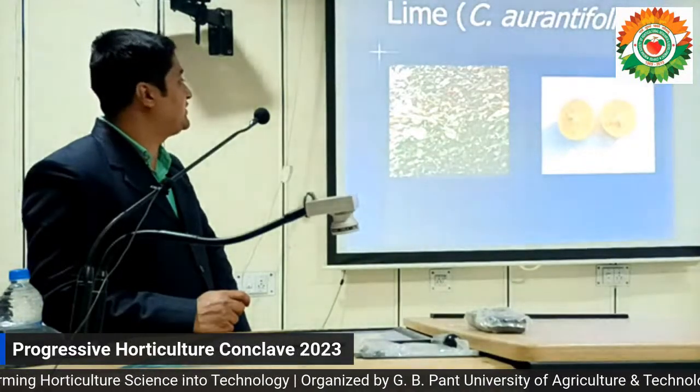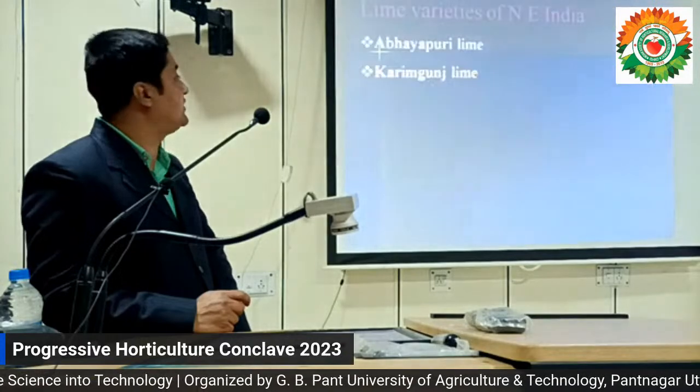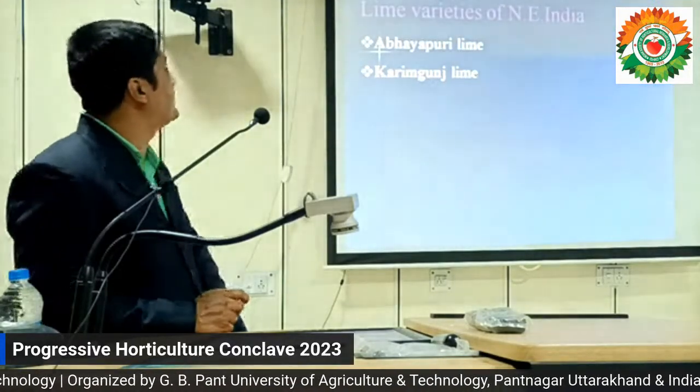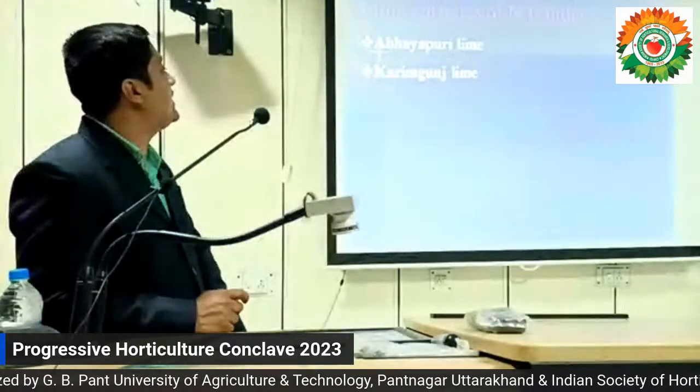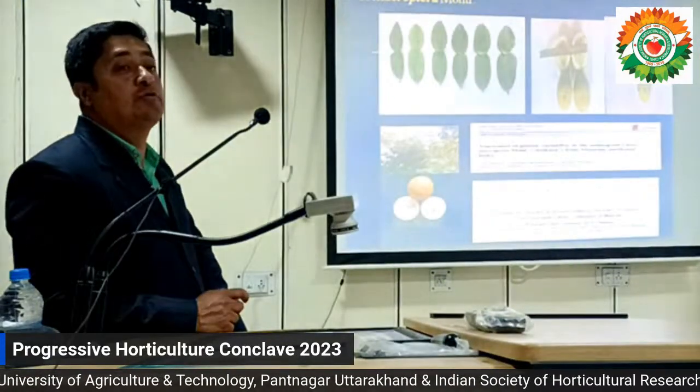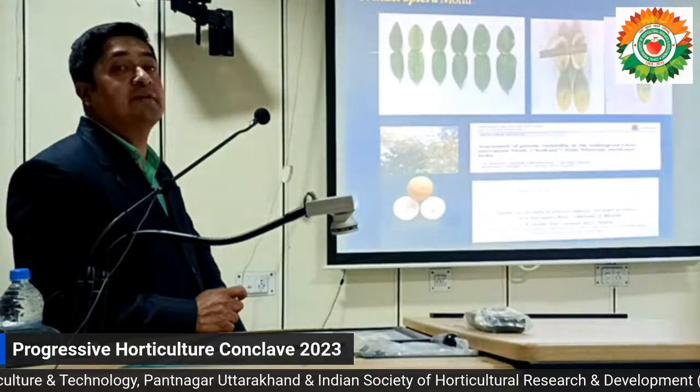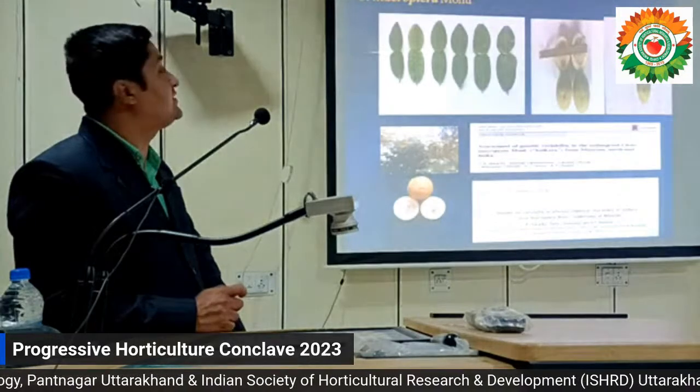Lime is another important species found in some states of this northeastern region. Two varieties are basically found: Abhayapuri lime and Karimganj lime, and the names are given only because of the place where they are available.